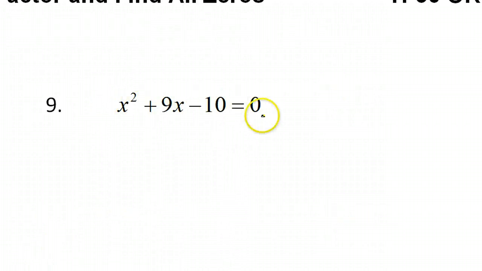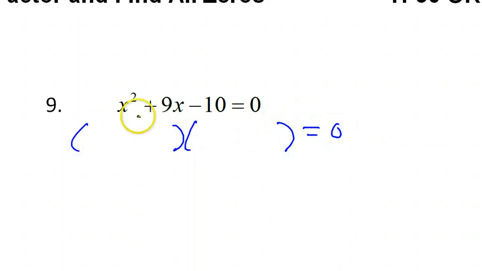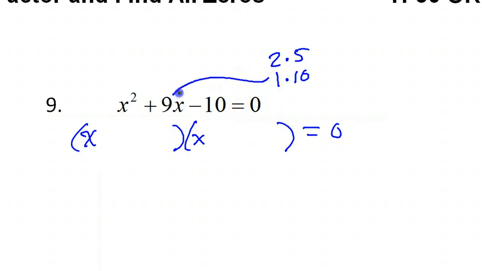When I see a little trinomial like this, I think about just factoring it. So let's definitely give that a try and see what happens. X squared can only be x times x. I'm looking at the 10. It's either 2 times 5 or 1 times 10. Based on the fact that I see a 9 there, I'm sort of liking the 1 times 10 option.